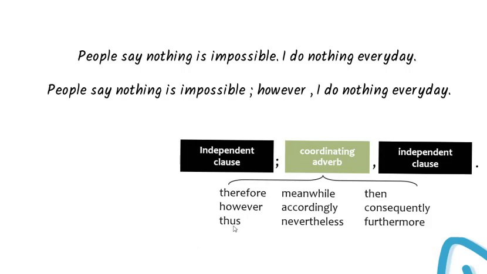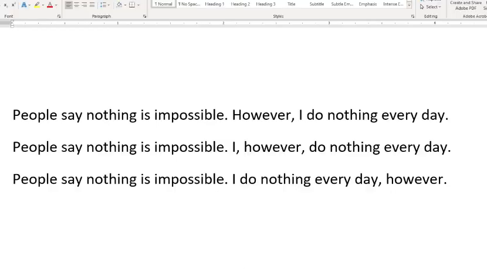One thing you want to keep in mind is that sometimes these terms can be used as phrases instead of just a coordinating adverb. So let's take a look at what I mean by that. If you watched the other video regarding basic concepts, you'll learn that phrases can be moved throughout a sentence. They can be found at the beginning, middle, or end. In this example, the however is being used as a phrase, and therefore we can actually move it around. So using the same sentence, we have people say nothing is impossible. New sentence: however, I do nothing every day. You'll notice that this is the exact same sentence in all three examples.